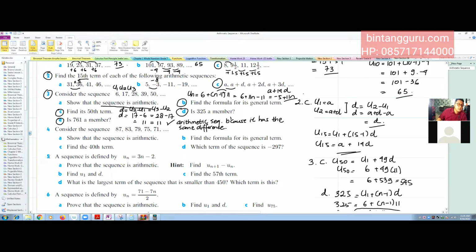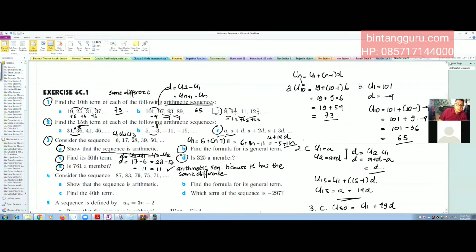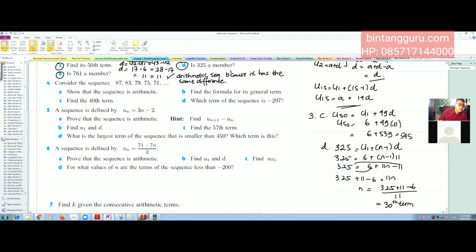You could try it later. So we already did 3a, b, c, d. Number 5, prove that the sequence is arithmetic. We have the formula Un equals 3n minus 2. The hint is to find Un plus 1 minus Un. So we find Un plus 1: 3 times n plus 1, minus 2, which is 3n plus 3 minus 2, so this is 3n plus 1.